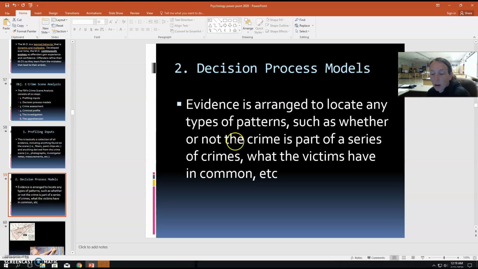Such as whether or not the crime is part of a series of crimes, what the victims may have in common. This is where VICAP comes in handy. Maybe there was a certain nylon stocking that was used to put over the face. Maybe there's really unique trilobal carpet fibers, or whatever it is that might be that unique piece of evidence that gets put into VICAP that makes these connections, okay?